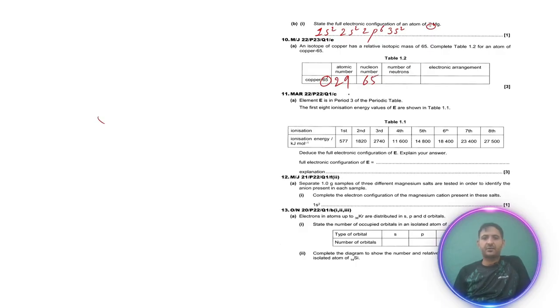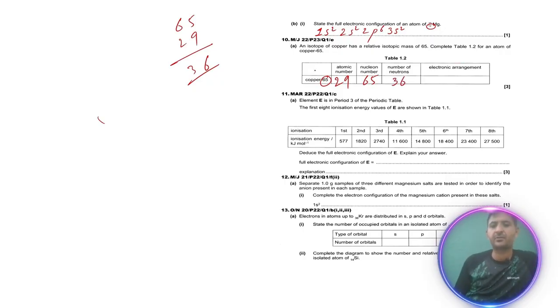Okay, number of neutrons: 65 minus 29. 65 minus 29 is 36. Please check this again, I'm not good at mathematics. Okay, 36. Electronic arrangement. So how many protons, atomic number, are there? 29. Electronic arrangement according to this 29.